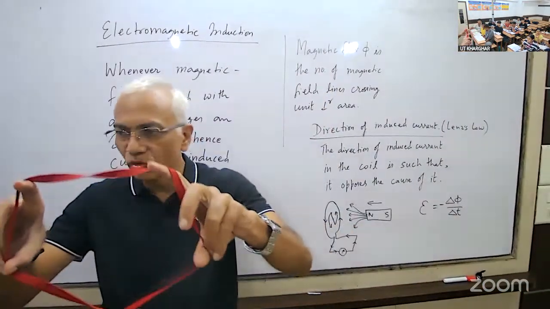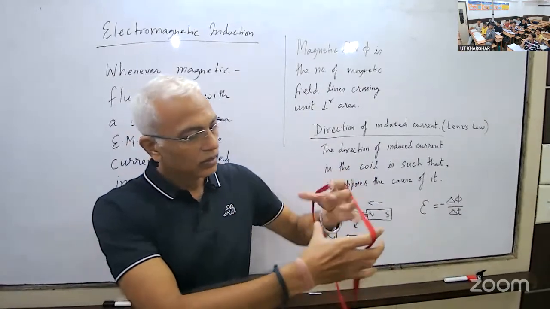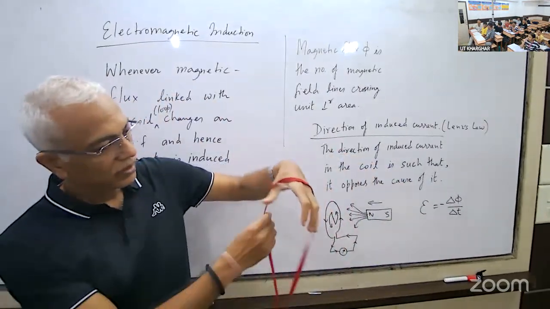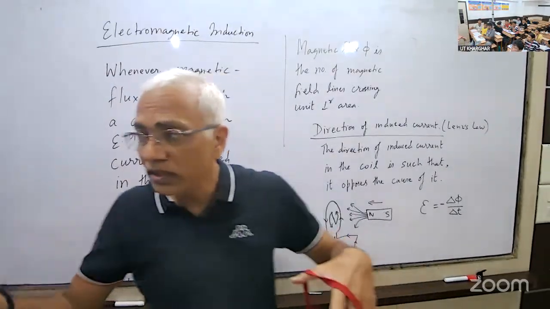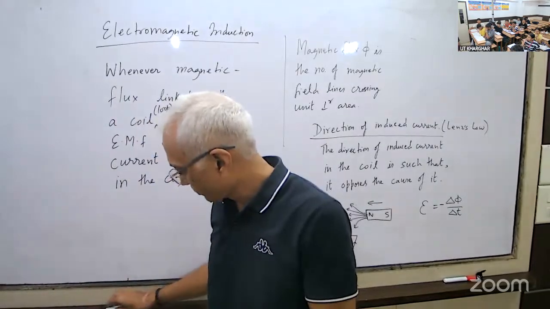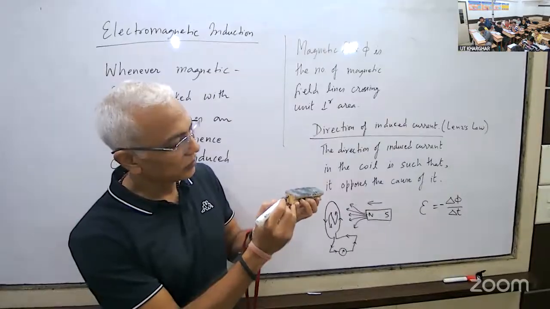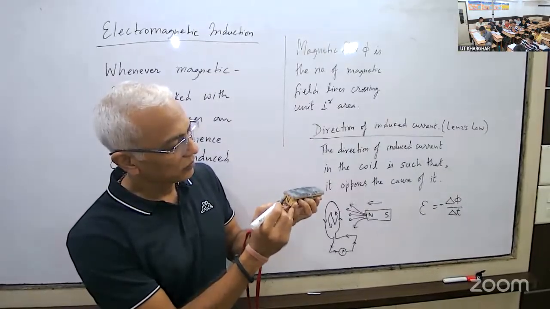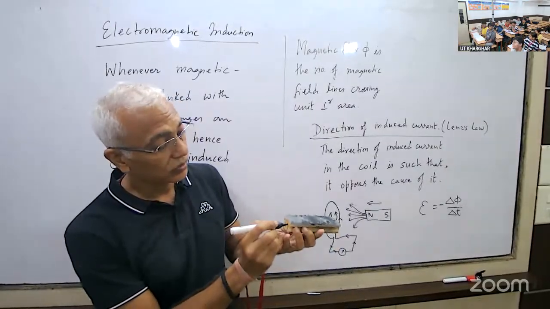Let's say this is the loop, okay, and a magnet is being brought here. Let's say this is the north pole. This side is north pole. Here I write south.